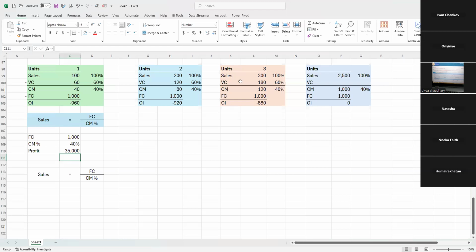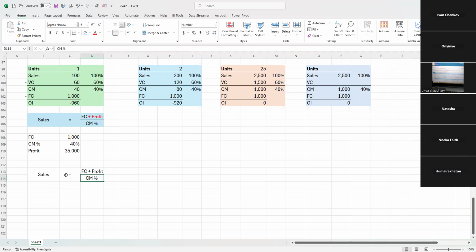So what was our sales at break even? Our sales at break even was 2,500, right? When we get 2,500, that means we're selling 25 units, and our contribution margin is 1,000. We're done. So now, once you get the profit, same idea: add the profit to the fixed cost. No different than the previous one. So we're going to add the profit here.